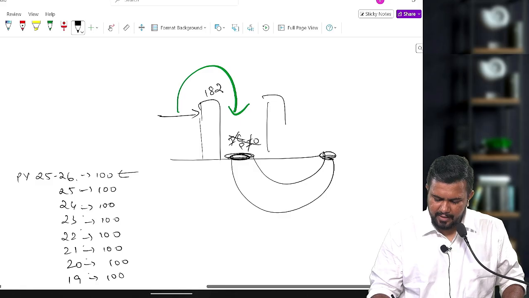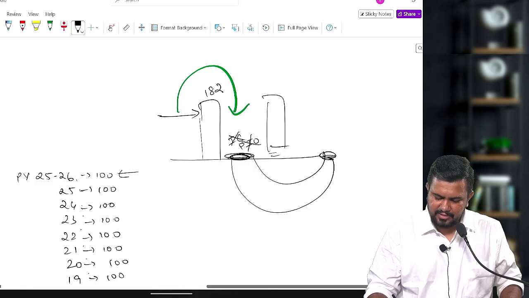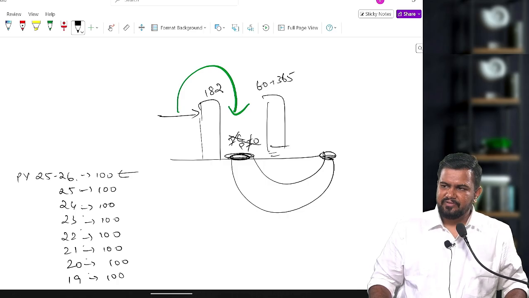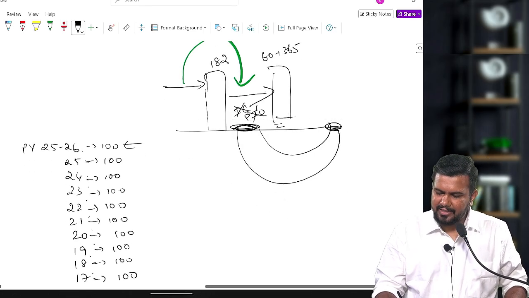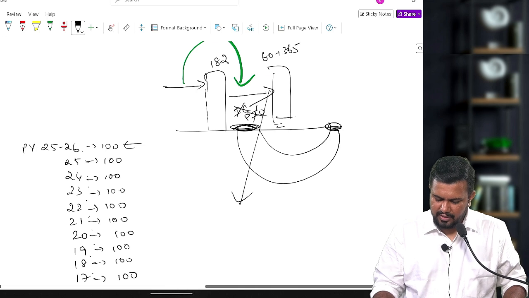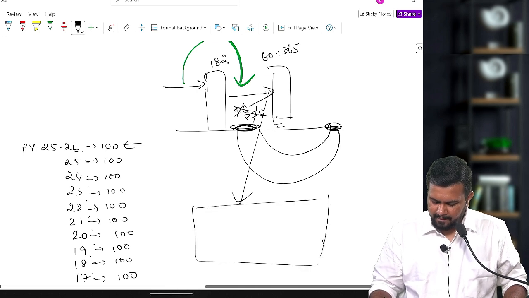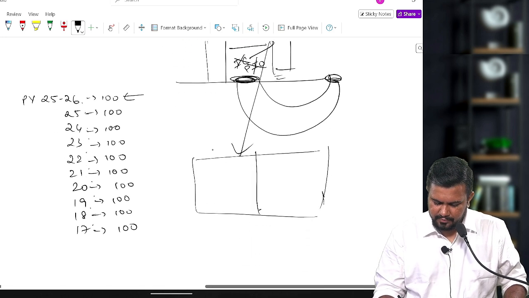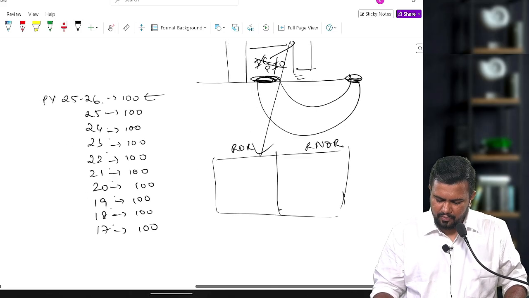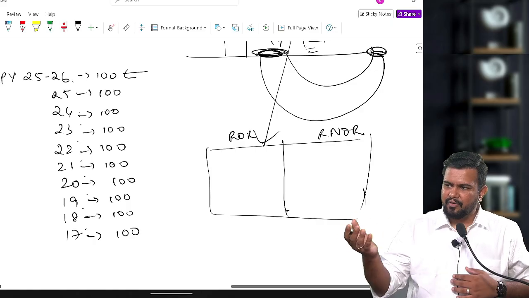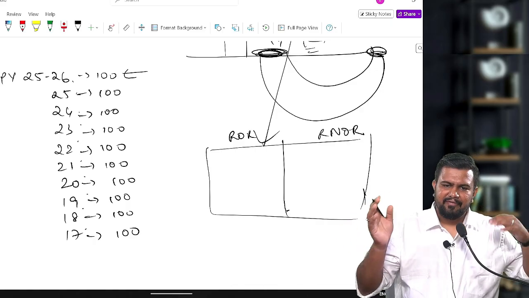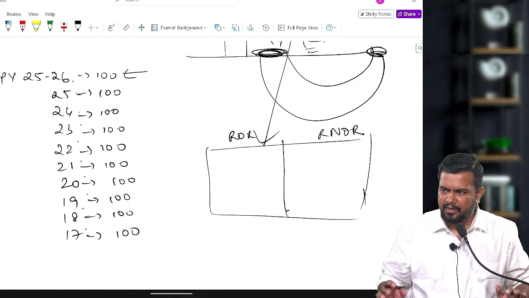Then there is a second condition, which is 60 plus 365. Is he satisfying 60 plus 365? Answer is yes, he is satisfying. So he gets dashed here, then he goes into the dungeon. So ROR, RNOR. Now it is decided that the person is resident. Whether the resident is ROR or RNOR, we have to decide.